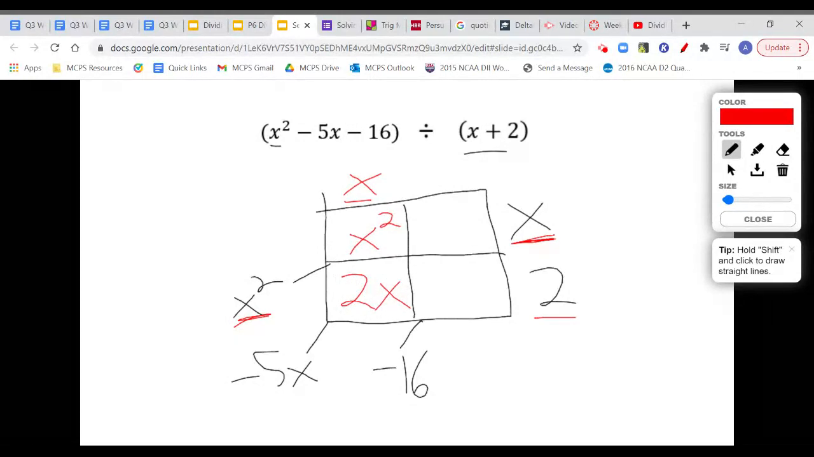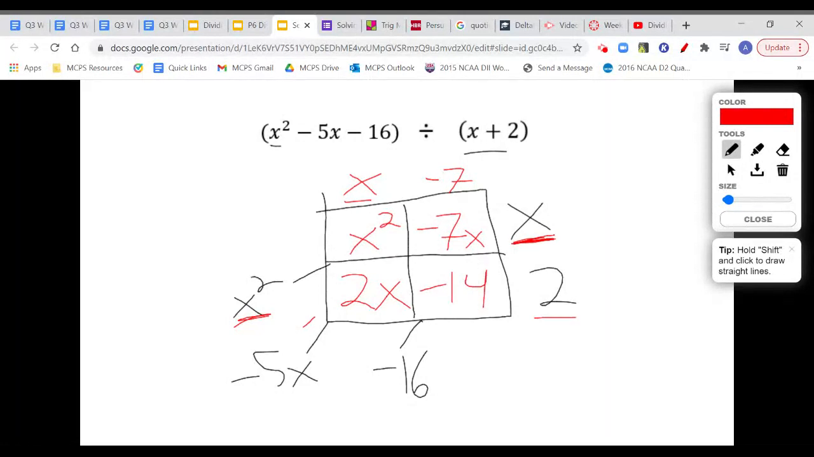And then what I'm going to do is I subtract. So I'm going to take negative 5x minus 2x, gives me negative 7x, and I'm done my first cycle. I factored, I multiplied, I subtracted. Now I'm going back to factoring. So if x is one of my factors, my other factor is going to be negative 7, because negative 7 times x is negative 7x. And then I will multiply negative 7 times 2, because this is the box where they meet.